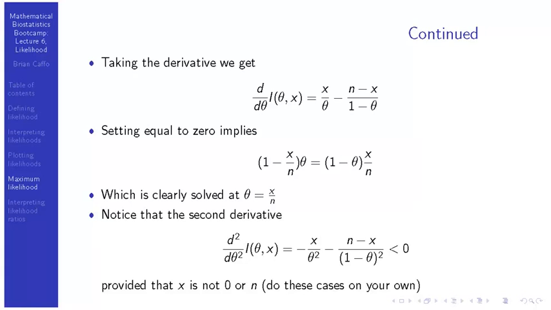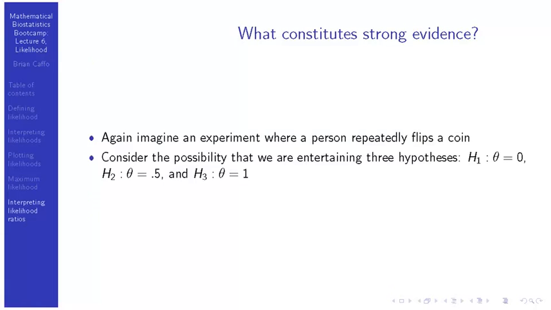Now, below, I check the second derivative condition to make sure the likelihood is concave. So, this technically doesn't handle if you got all failures or all successes, but maybe just do those cases on your own. So what constitutes strong evidence?